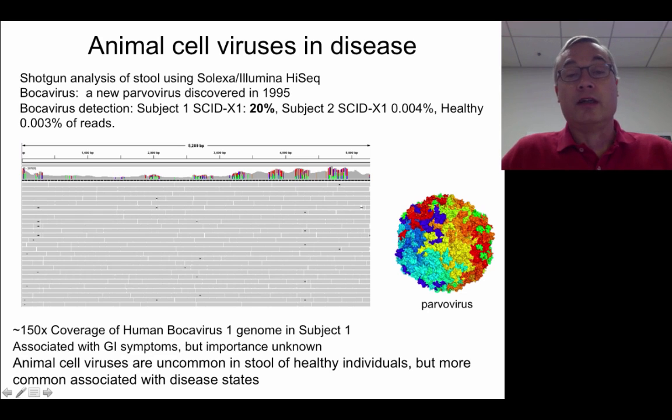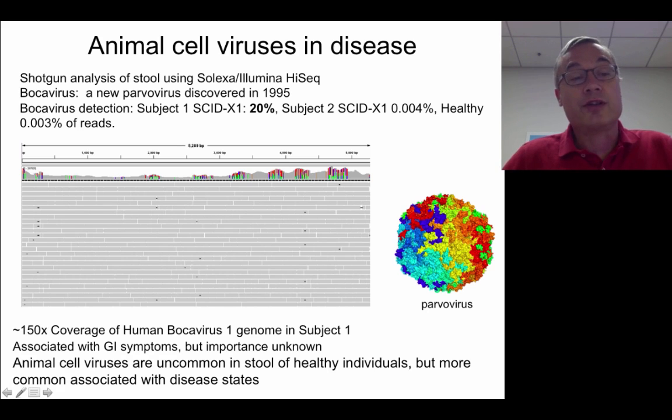And we took stool and did metagenomic sequencing. And we found for one of these kids, 20% of the sequence reads, a very high fraction of all the sequence reads, corresponded to bocavirus. Now, bocavirus is a little studied parvovirus. It was only discovered in 1995. You wouldn't even know it existed at all if not for the metagenomic sequencing methods.